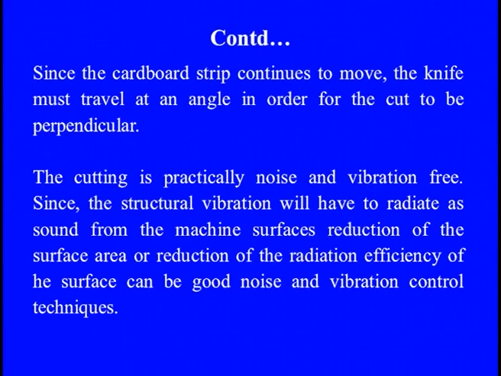Since structural vibration will have a radiation, because when surfaces are being deformed there is an acoustic radiating feature. So, this sound in the radiating form is always coming out from the machine surfaces. Reduction of the surface area or of the radiation efficiency of the surfaces can reduce the noise, and here we can simply control the vibration.